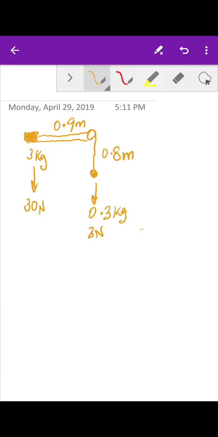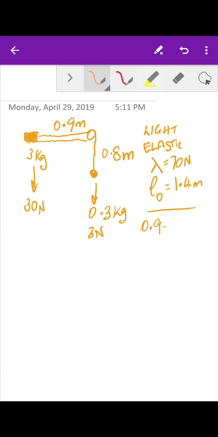Now the thing about this string is that it's light elastic string, so it has a modulus of elasticity of 70 newtons, and it has a natural length of 1.4 meters. So let's have a look at the stretch right now. So we've got 0.9 plus 0.8. Now that is 1.7. Therefore the stretch is 1.7 minus 1.4. The stretch is 0.3 meters.